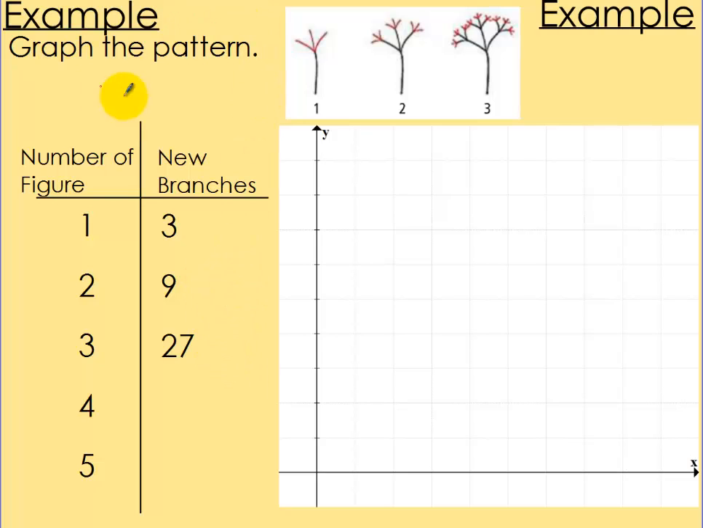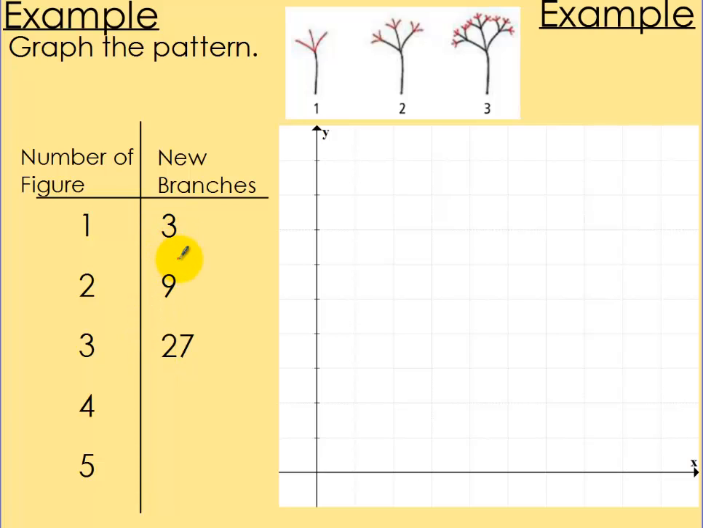Okay, so graphing the pattern here. And the nice thing is the first few I've figured out. So how many branches do you have? The number of figure and new branches. So for the first figure, it's the red ones, 3 new branches. So the second figure, each of the original 3 branches grows 3 more branches, so it'll be 9. The next one's 27, because those 3 branches, 3, 3, 3, 3, 3, all multiplying by 27.